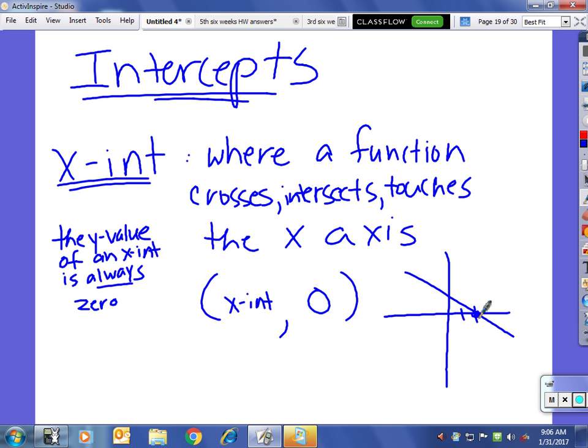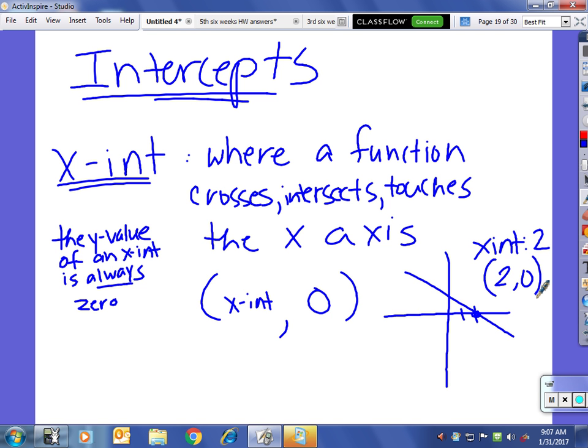So what's the x-intercept of this linear function right here? 2. This x-intercept is 2. And you might just be told, hey, the x-intercept of this line is 2. Or you might be told the point that represents. What point is that? 2, 0. Every x-intercept has a y value of 0 because every point on the x-axis has a y value of 0. That's why the equation of the x-axis is y equals 0.